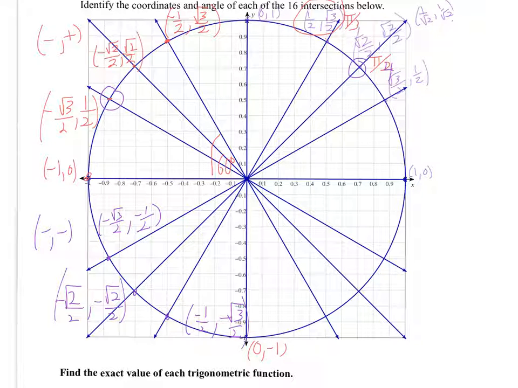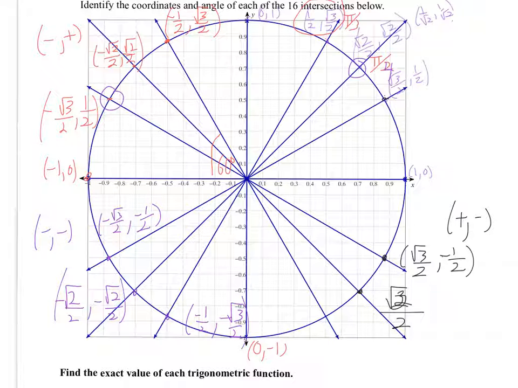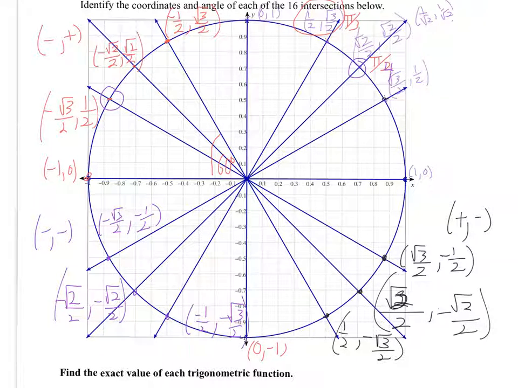And finally, in the fourth quadrant, we know we've got a positive x and a negative y. This is my reflection of my 30-degree angle. So that's positive x, root 3 over 2. And reflected down, the y-coordinate would be negative 1/2. We're going to have the square root of 2 over 2, and then a negative square root of 2 over 2. And finally, we're going to have positive 1/2 for the x and negative the square root of 3 over 2 for the y.